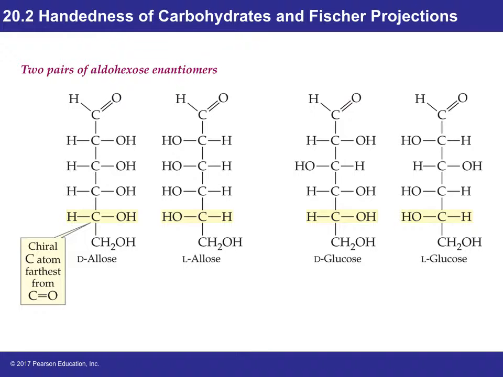But just look at this, the 2 pairs of aldohexose enantiomers. You look here, that carbon atom is chiral, so that's why you can have D-allose or L-allose, and they form 4 enantiomers. So this is where you have the chiral carbon atom farthest from the C double bond oxygen, and you have here D-allose or L-allose, D-glucose or L-glucose, and you see that they are mirror images of each other.